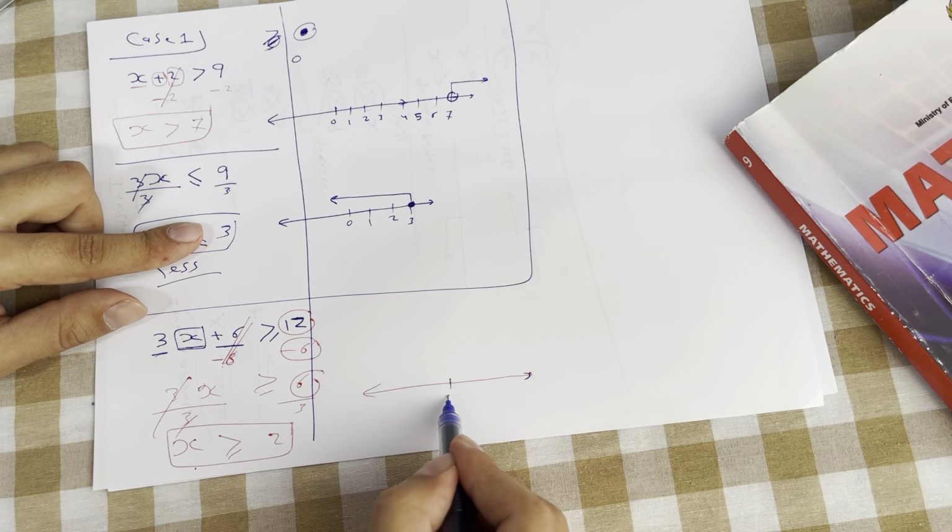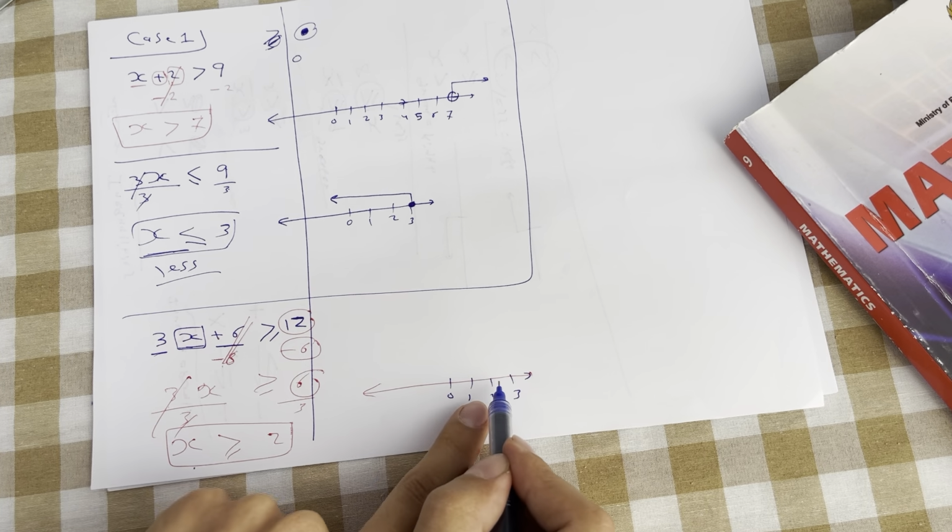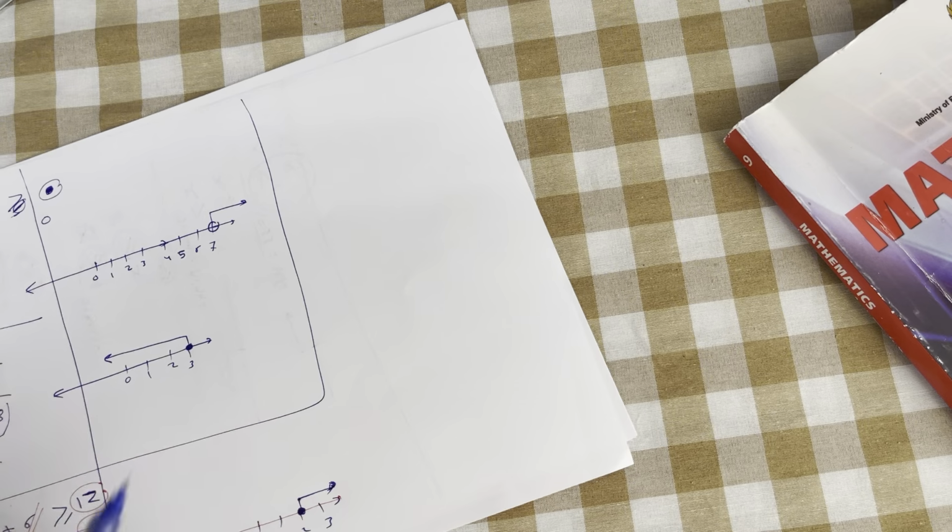Now how to plot, how to indicate on the line? Look at here. 0, 1, 2, 3. I have to stop on 2, and we have this symbol, so I have to bold it. Because the symbol is greater, I have to go right. Okay, this is like that.